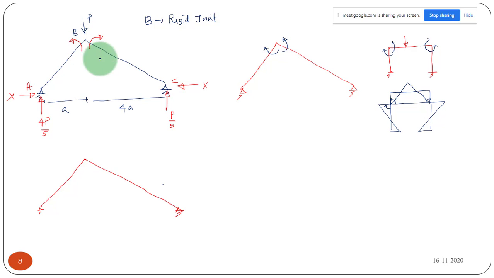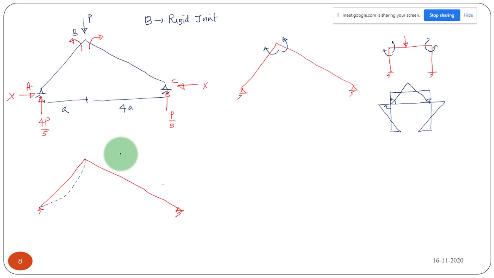If it is a sagging moment, how will it deform? It will deform something like this, right? Then what is the condition? How should this member deform? Should it deform like sagging or should it deform hogging? By keeping the compatibility condition.